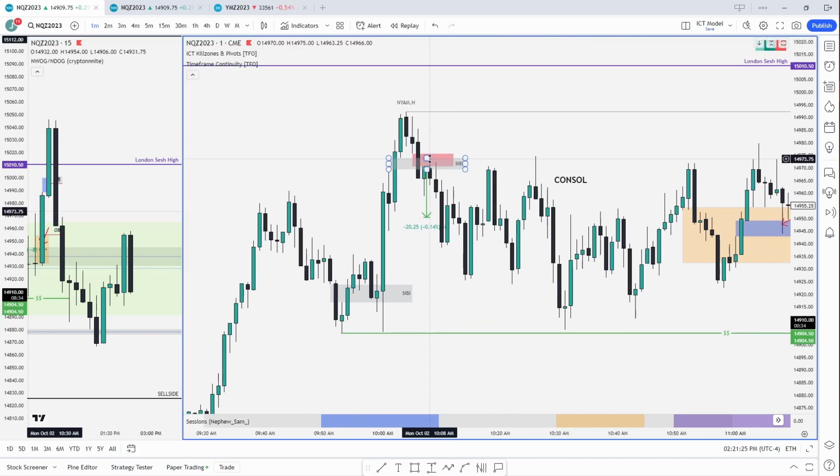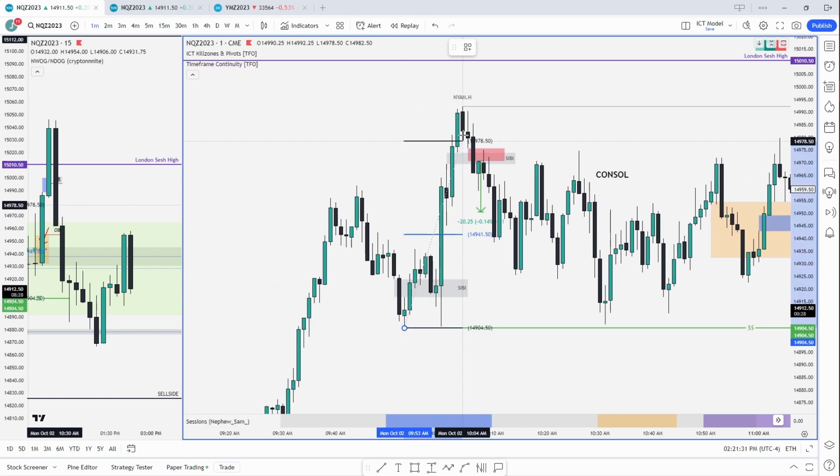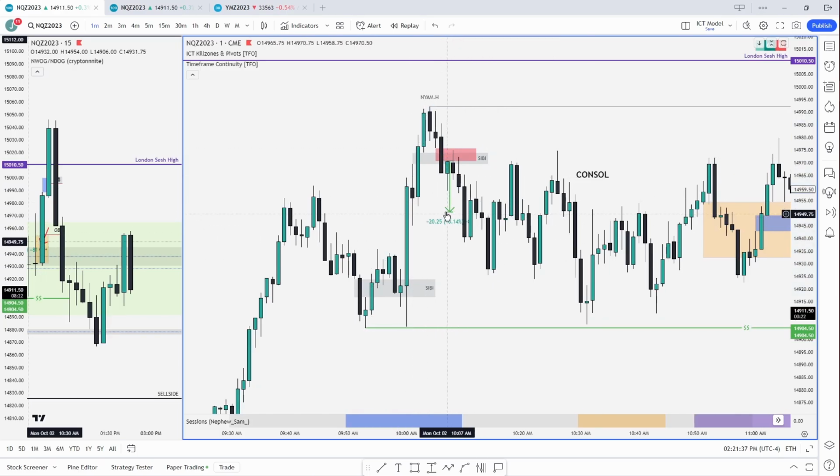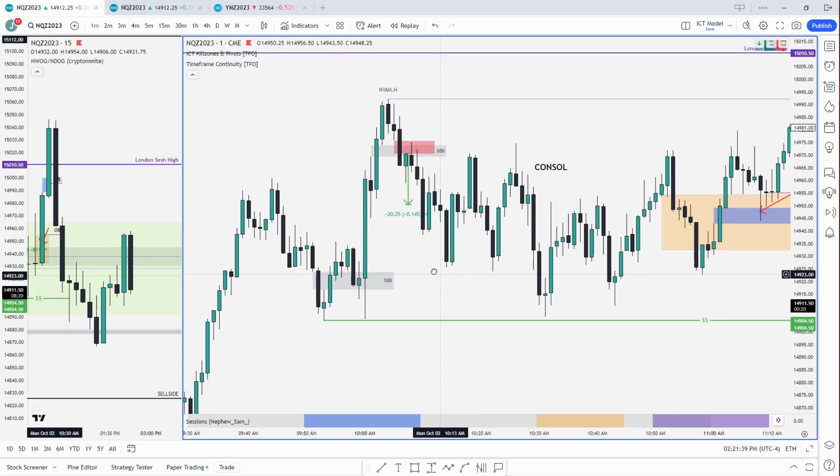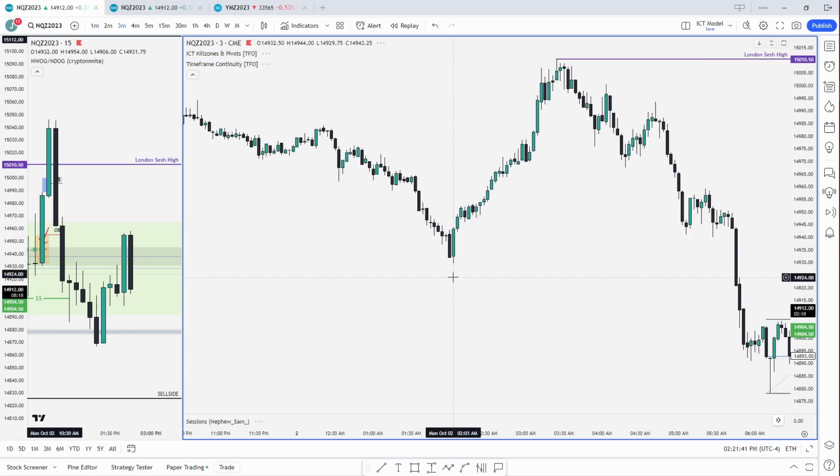Shorting opportunity. What do you expect after reversal? Expect expansion, okay? As well as there's no retracement back into 50% of the dealing range. Into this fair value gap, okay? Retracement entry, target 20 points, smack through right there. And then we have consolidation. Then you switch to the higher time frame.